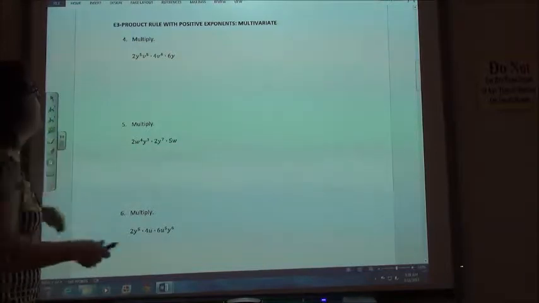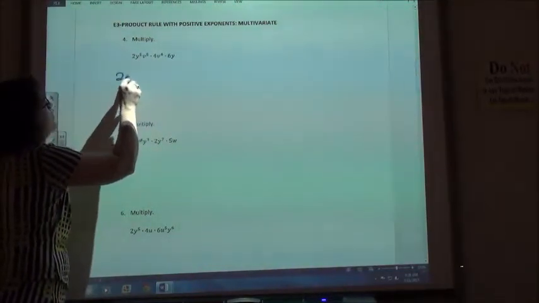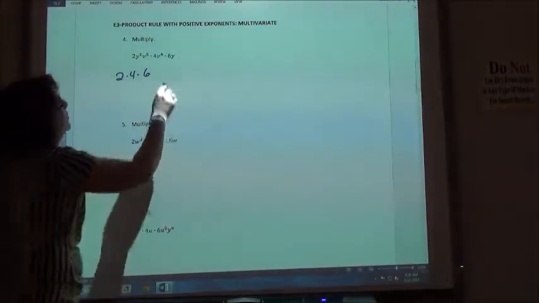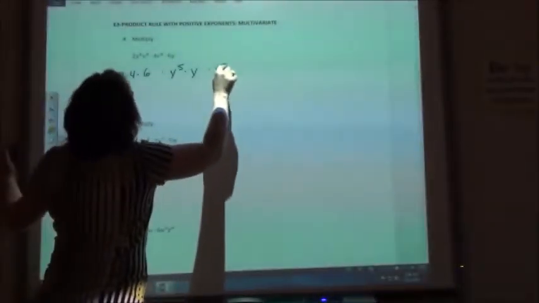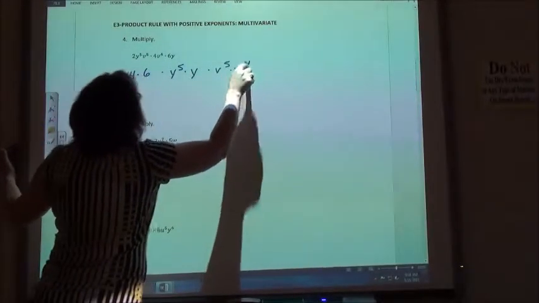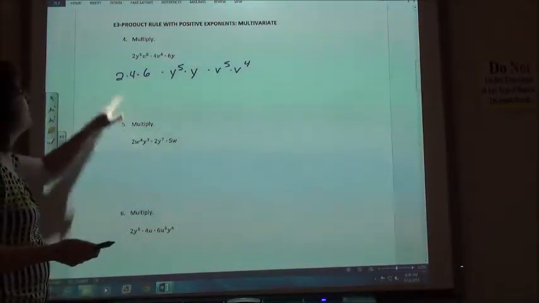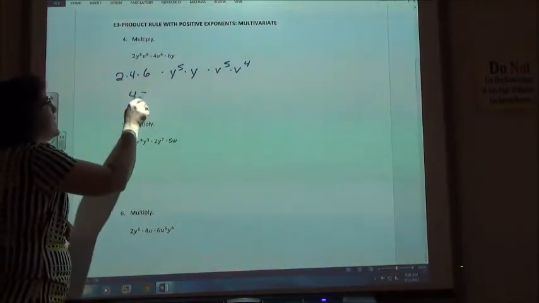So I'm going to rearrange this. I'm going to take the 2 times the 4 times the 6. Then I'm going to group my like variables together: y to the 5th and times a y, and v to the 5th and v to the 4th. We have that commutative property that says we can change the order, and now I'm going to multiply these together. 2 times 4 is 8. 8 times 6 would be 48.